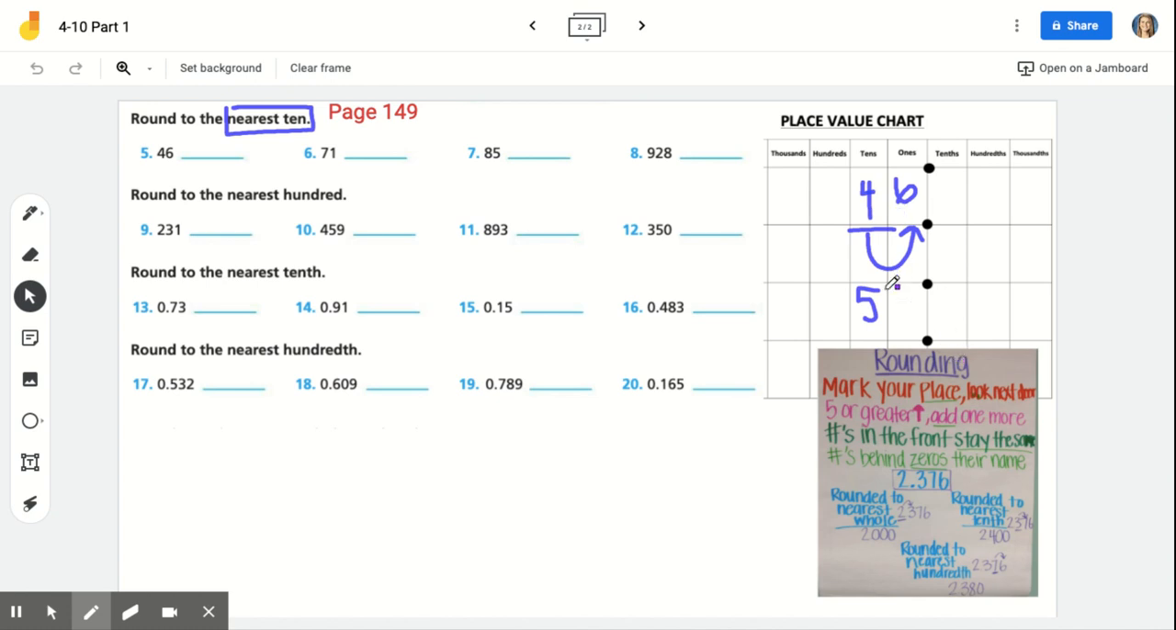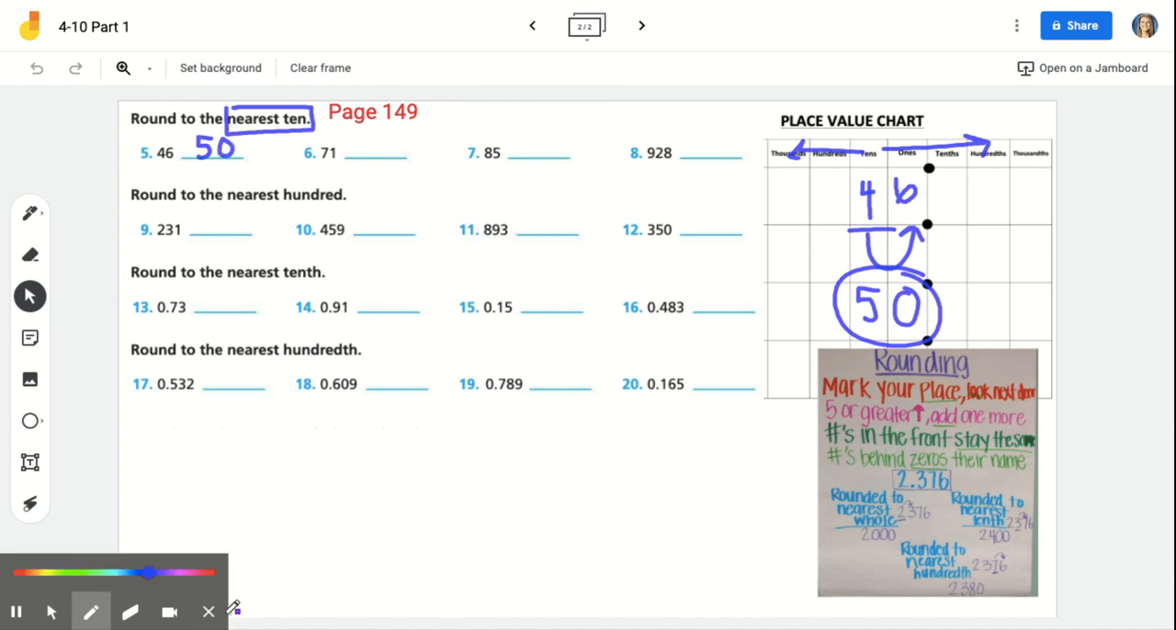So down below, underneath 46 in the 10 spot, put a 5. And let's keep going. Numbers in front stay the same. There's no numbers in front. Numbers behind zeros their name. So numbers behind the 4 are going to end with 0. So we're going to change that 6 to a 0. 46 is closest to the nearest 10 that it's closest to is 50. Go ahead and mark that into your book.